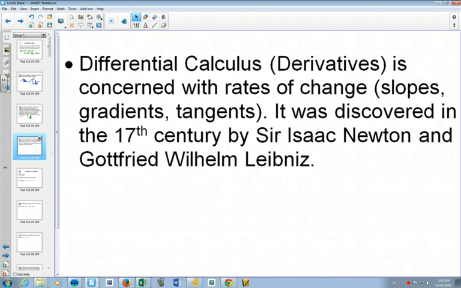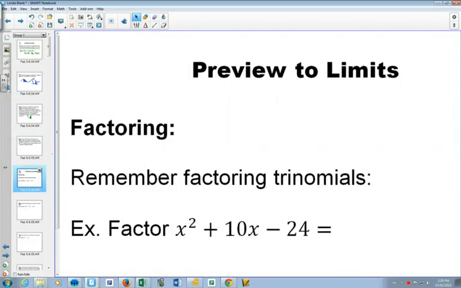There wasn't like Twitter at that time that they could just say, got it, calculus, yeah, I was first. I don't know how many years apart they were, but they both are credited with solving at the same time. Okay, so that's some intro stuff, but now let's actually do some review of math.